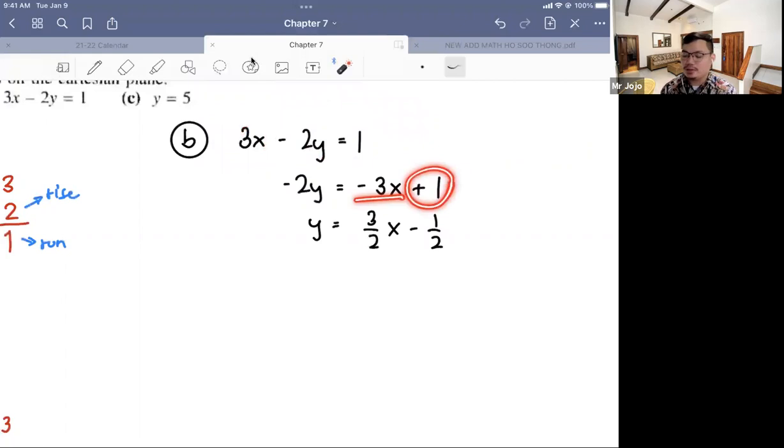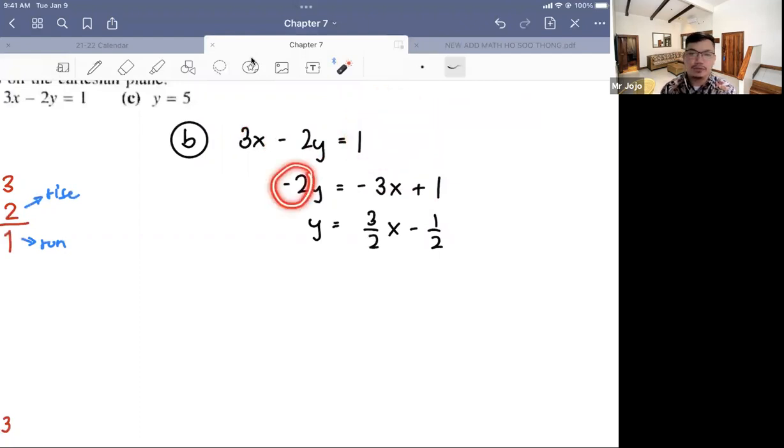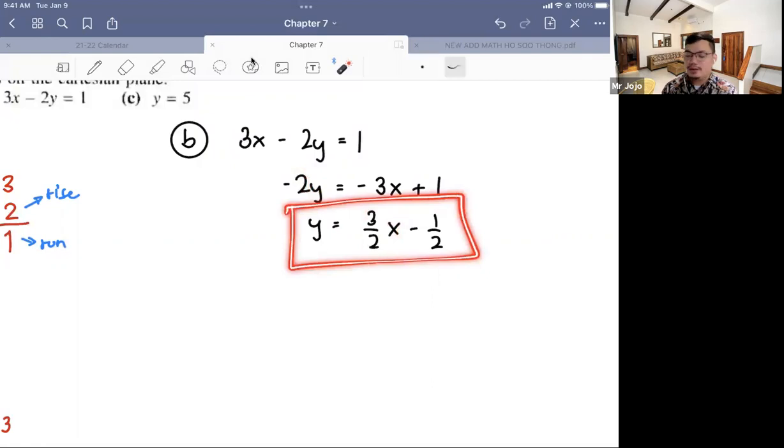And then, of course, it's always y equals mx plus c. So it should be only y. So I need to get rid of negative 2. So you need to divide both sides by negative 2. Therefore your answer here is y equals 3 over 2x, it's not positive, and then minus 1 half. So this is now your standard form, and this is what we need to find to plot our line.